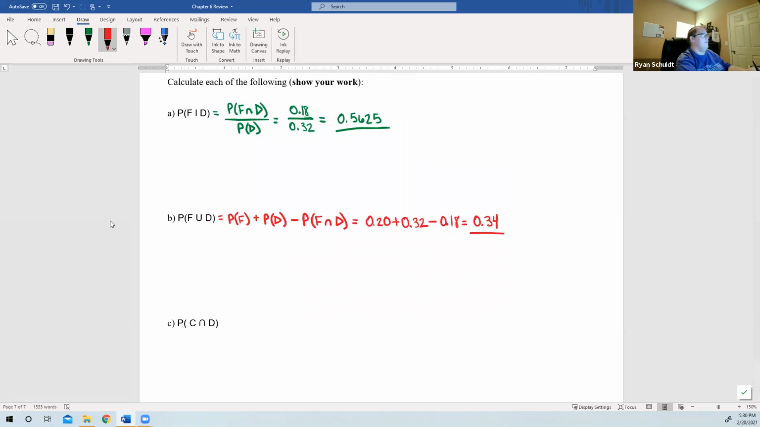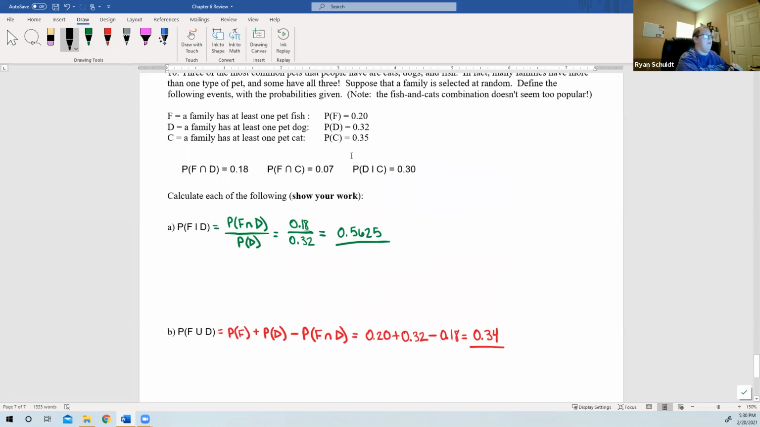And the last one, I think. Yep, it's the last one. Probability of cat and dog. Well, there's different ways we're going to have to look at this. We can't just say, oh, cat and dog. We can't multiply them because they're not independent. But what do we know? What does this one mean up here? Let's take a second to think what this means. This probability of dog given cat is the probability that we have a dog and cat divided by the probability of a cat.